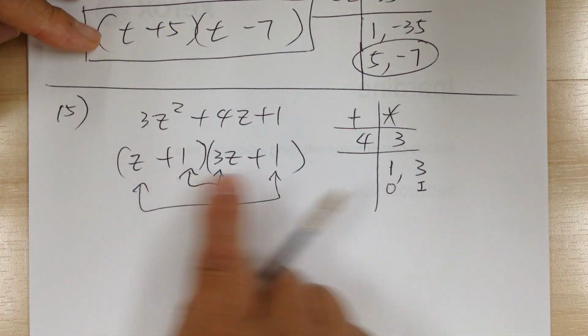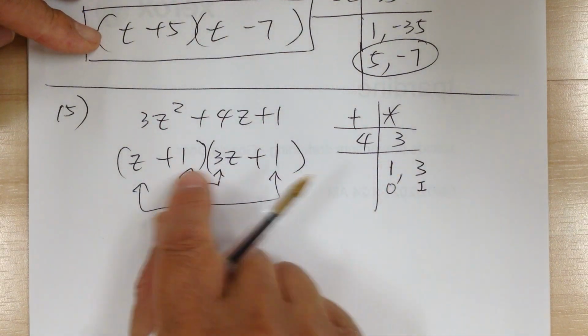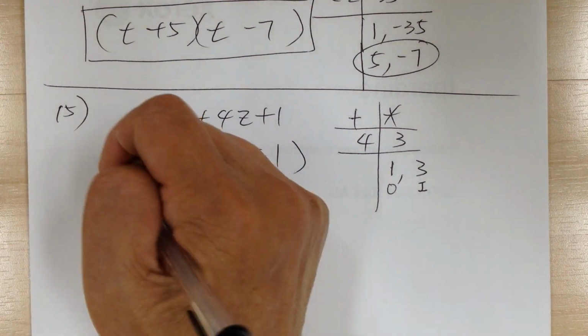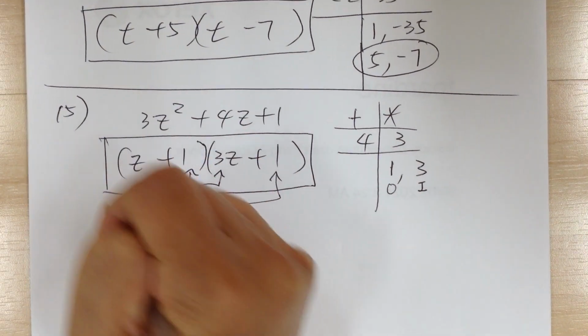So you notice you cannot just put 1 and 3 in here, right? It's 1 and 1. Okay? And so that would be your answer.